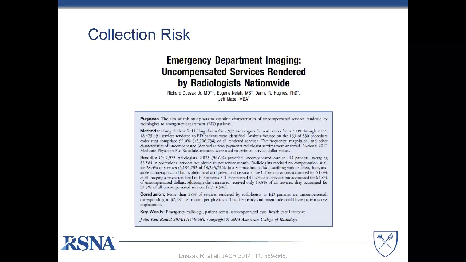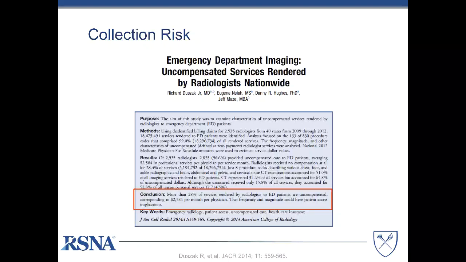Here's the abstract from a paper of ours from a few years ago, showing that this is something that happens all across the country. We studied over 18 million claims for over 3,000 radiologists. That's about 10% of the entire U.S. radiology workforce, spanning 40 states over 4 years. And what did we find? We found that denials for imaging services in the emergency department were consistently high across almost all practices in the U.S. In fact, it's pretty typical that 1 in 4 studies out of the emergency department never gets paid at all.